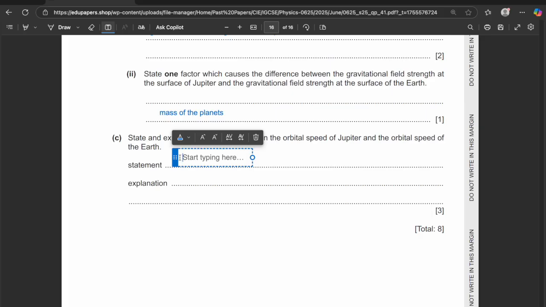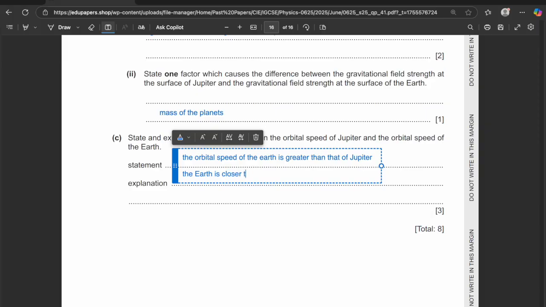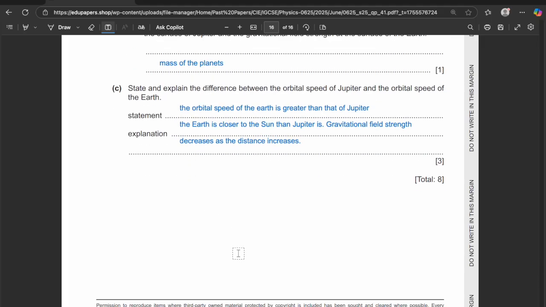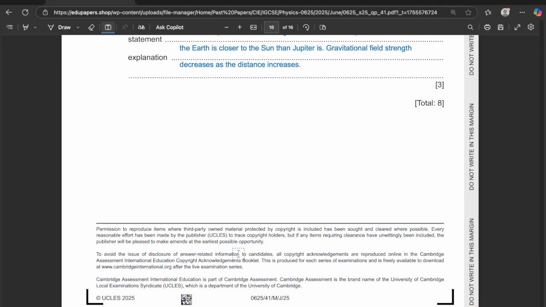So you can write the orbital speed of the Earth is greater than that of Jupiter because the Earth is closer to the Sun than Jupiter is. So you can also write gravitational field strength decreases as the distance increases. So this is the end of the paper, and good luck with your studies.